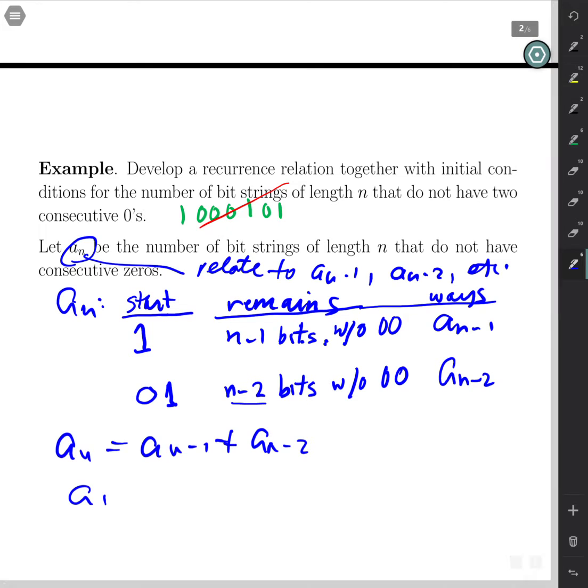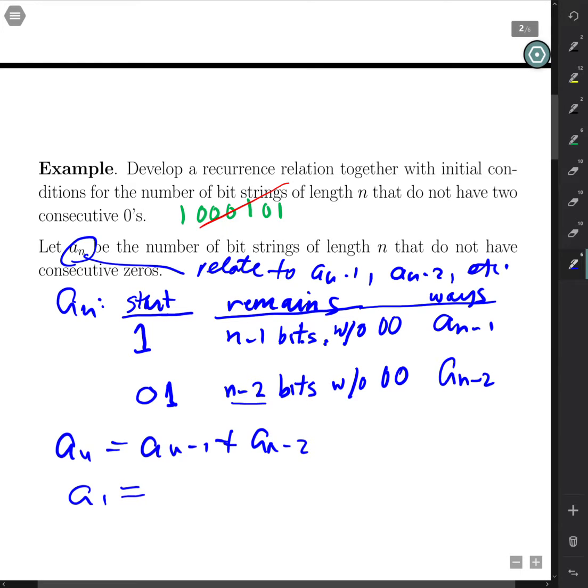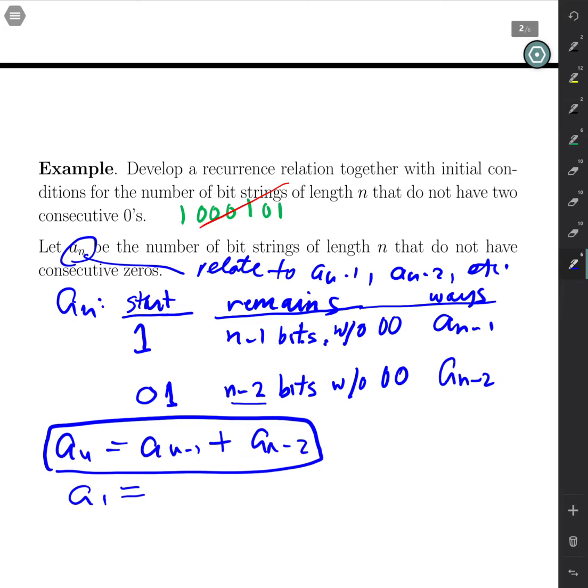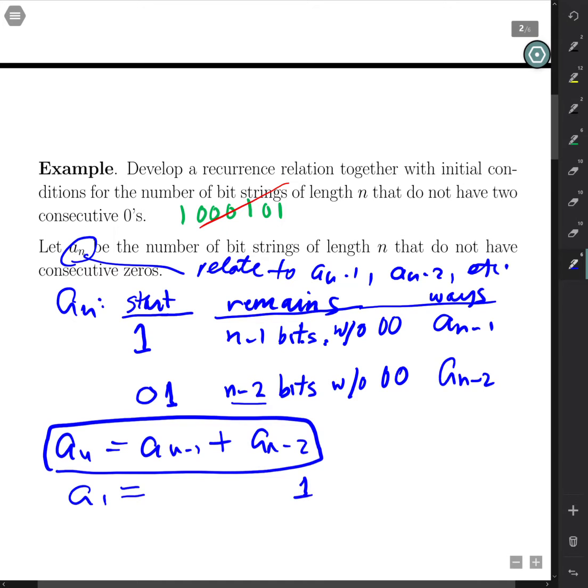And here we can real quickly get the initial conditions. A_1, let me go ahead and highlight this first of all, just so we see what it is there. A_1 would be the number of bit strings of length 1 that don't have consecutive zeros. Well, there's actually 2 of these. There's one of them. There's another one of them. Those are bit strings of length 1. There are 2 of those that do that.